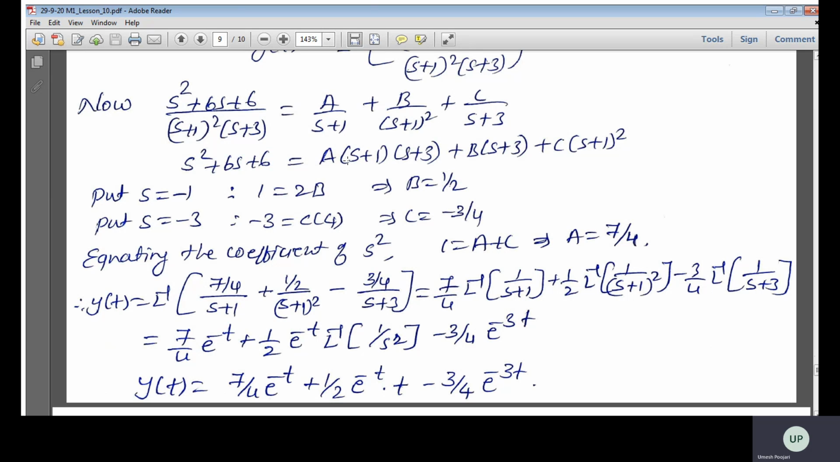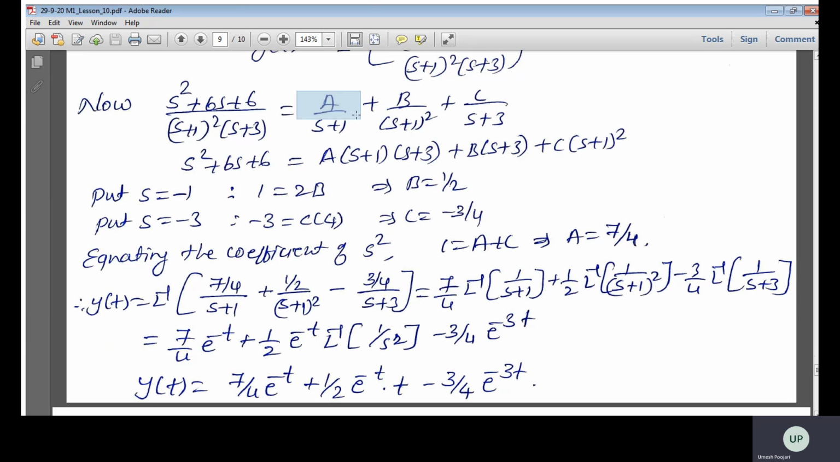which gives C equal to minus 3 by 4. Now one more value is remaining, the A value. Here we can equate the coefficient of s², or we can substitute s equal to 0 also. So now we are equating the coefficient of s². On the left hand side the coefficient of s² is 1. On the right hand side the coefficient of s² is A, because s into s is s², and the last term is (s + 1)² times C; if you expand, you will get s². So the coefficients are A plus C. Therefore A equals minus C plus 1, that will be 7 by 4. So A equals 7 by 4, B equals 1 by 2, C equals minus 3 by 4.